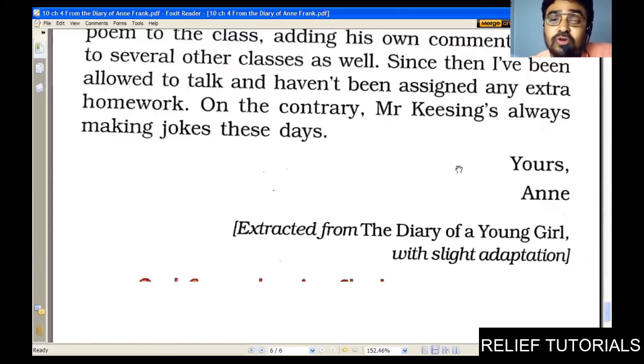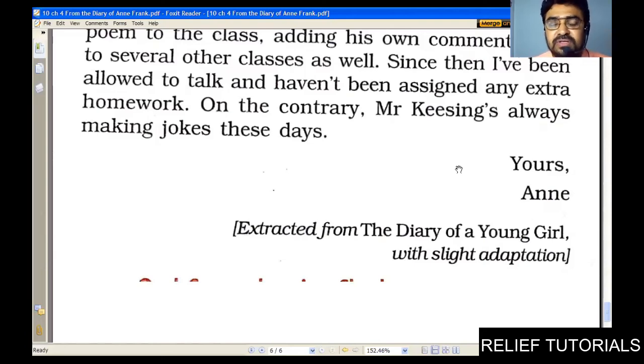On the contrary, Mr. Keesing's always making jokes these days. She was capable of changing even the teacher's nature by taking the entire thing very lightly and very funnily. She kept her cool and calm and never lost her temper. So this is the maturity of that girl.